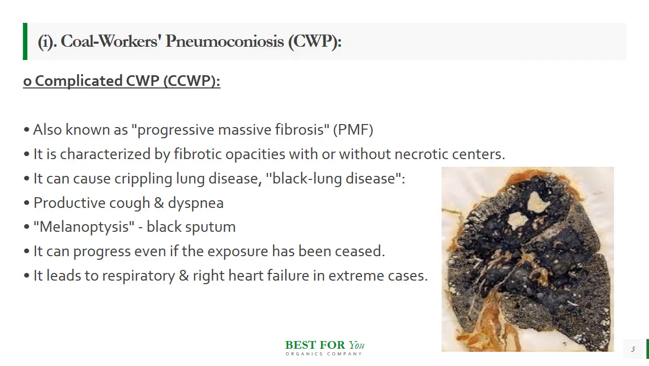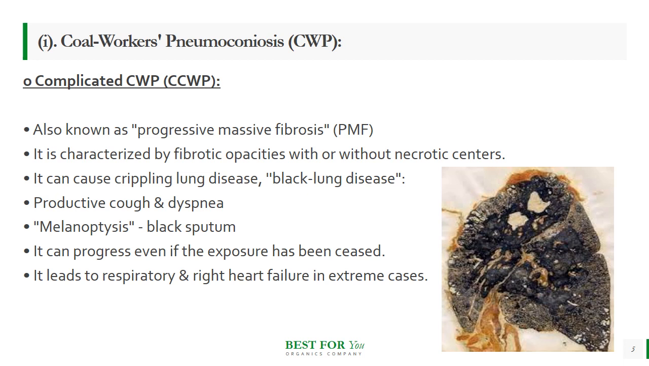Complicated is also known as progressive massive fibrosis, and it is characterized by fibrotic opacities with or without necrotic centers. As you can see in the picture, this is a black lung. So this progressive massive fibrosis can cause crippling lung disease, also known as black lung disease. There will be productive cough and dyspnea. Melanoptysis may occur, which is black colored sputum.